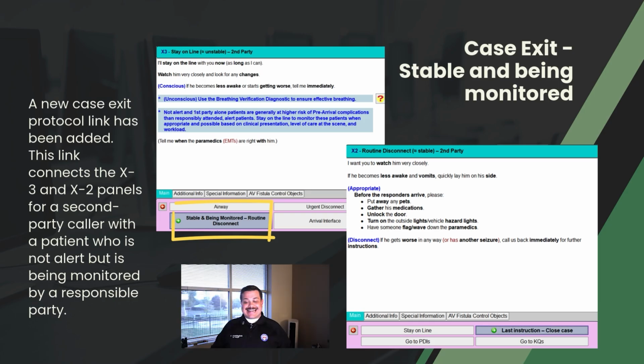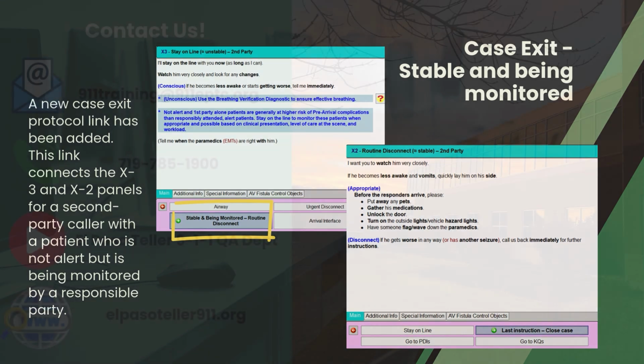Lastly, when it comes to disconnecting with callers who may not fit the textbook description of alert or are in a position that is approved to disconnect due to the patient being with someone, there is a new DLS link that allows us to move forward with a routine disconnect due to the patient being stable and monitored. It's a welcome addition for a lot of you, I know.